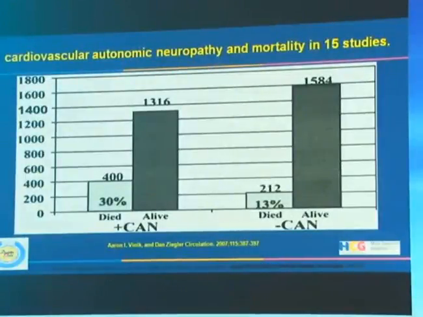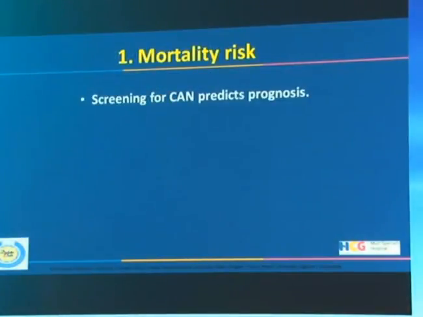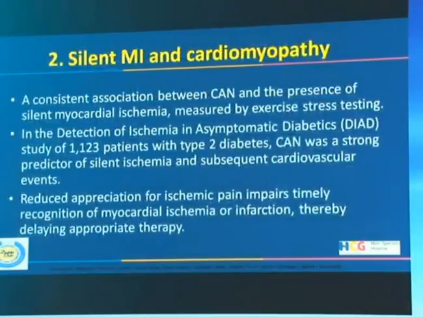What does it mean? You can see that those having CAN had 30% sudden cardiac death versus those who did not have CAN, 13% mortality. What does it mean? If you search for CAN, especially in type 1 diabetics, you should predict high mortality in them and you should be ready for an unfavorable prognosis.